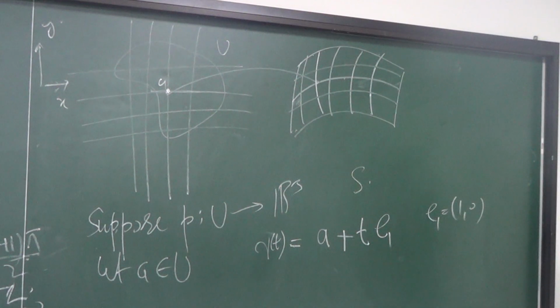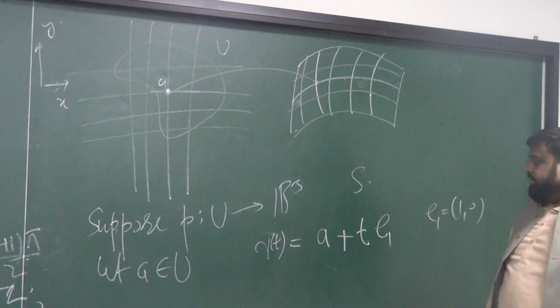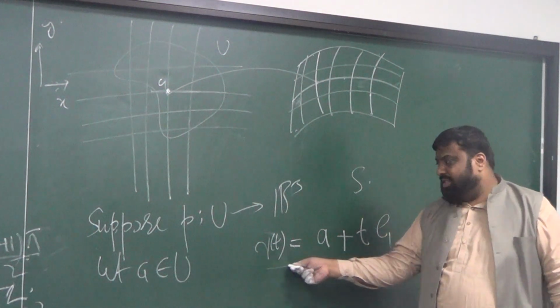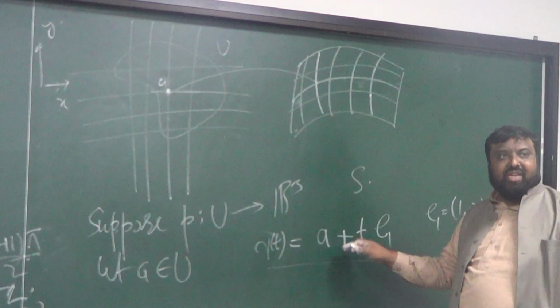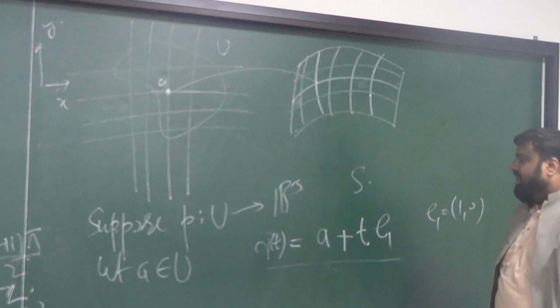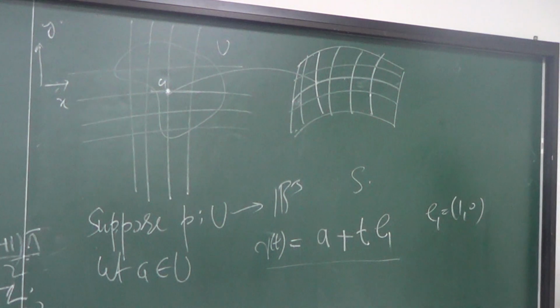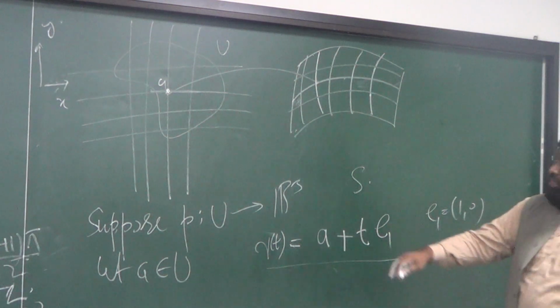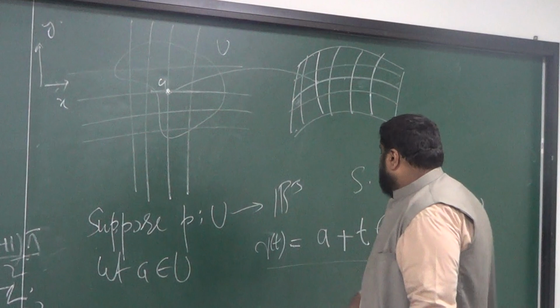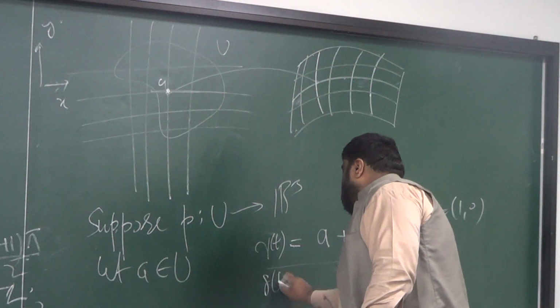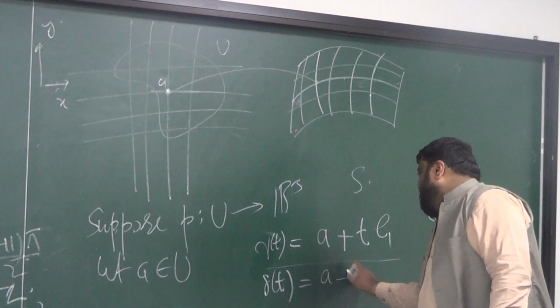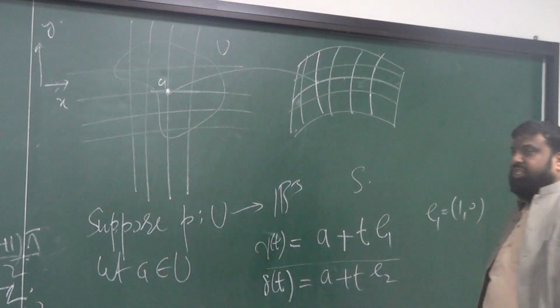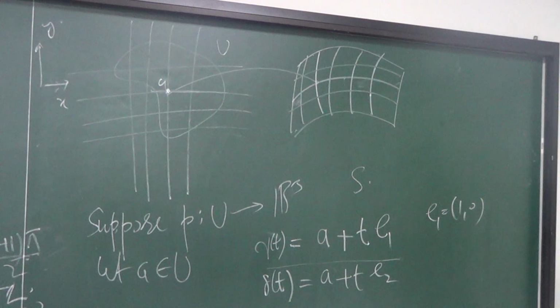Is it making sense? I hope we are happy with this kind of parameterization of a line that passes through point A and has a particular direction: A plus t E1. So what would be the line for the y direction? For example, let's call this delta of t. So delta of t is going to be A plus t E2.